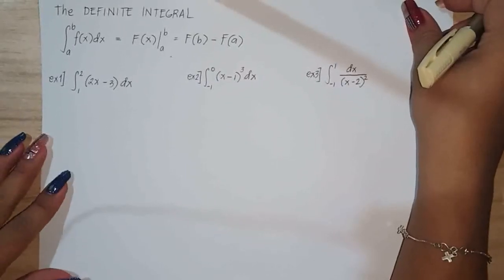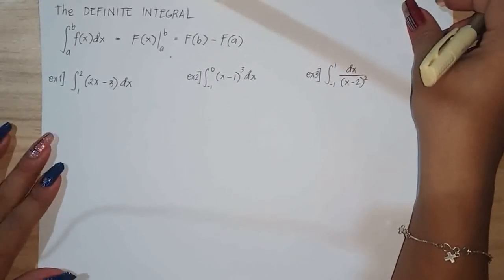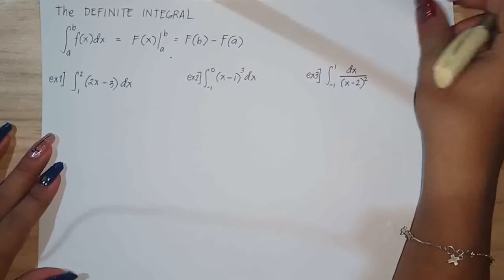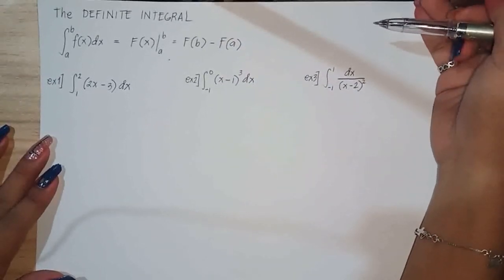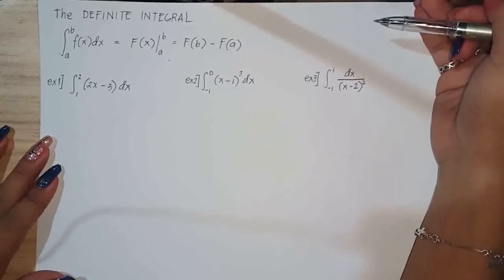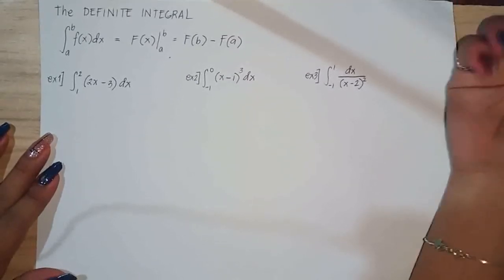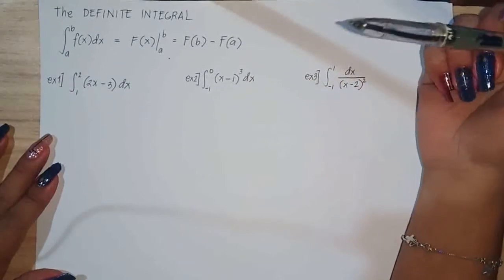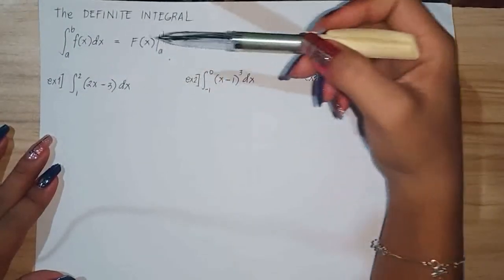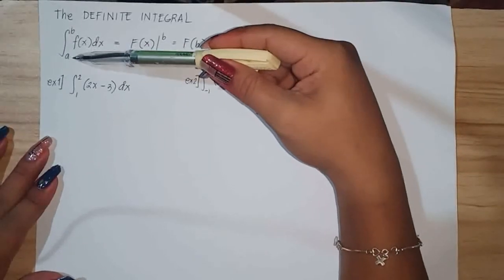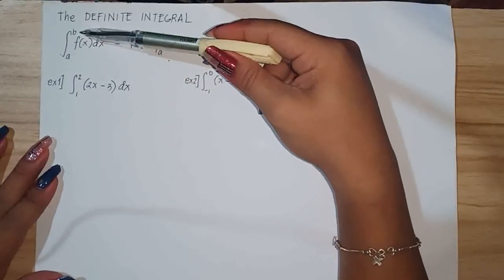Hi guys, so I'm going to discuss the definite integral. Instead of having an equation for your final answer, we will now have a definite answer, which means you have your limits. The limits are classified as two: the lower limit, which is a, and the upper limit, which is b.